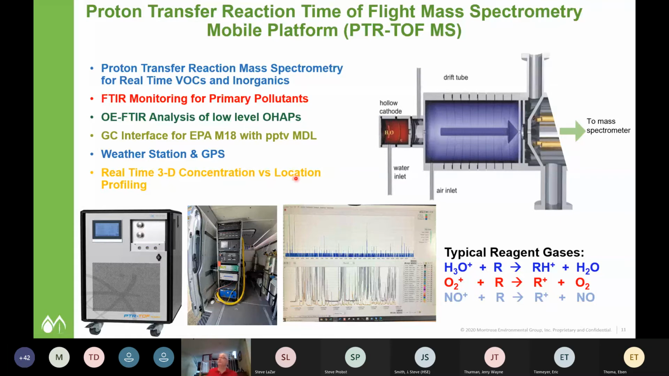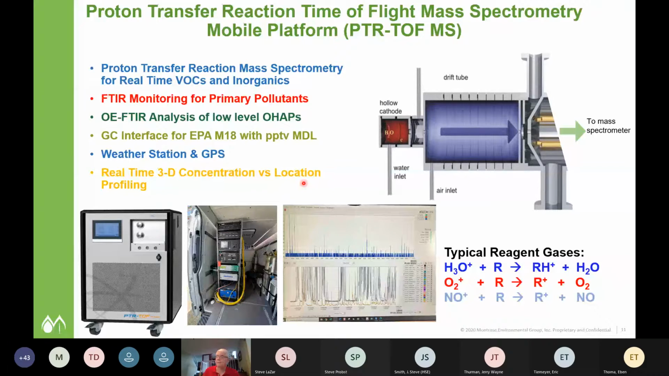So what is PTR? It's kind of a fancy mouthful of terms, but it's really the nuts and bolts of what we're doing here. So in the mobile platform, of course, we have the PTR itself, which is this little unit down at the bottom. It's about the size of a dorm room fridge, really. Weighs a heck of a lot more, about 500 pounds, but it is fairly small and robust.